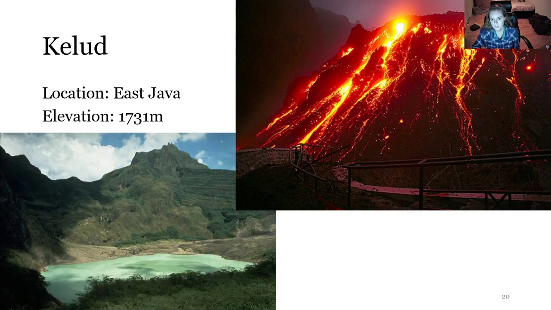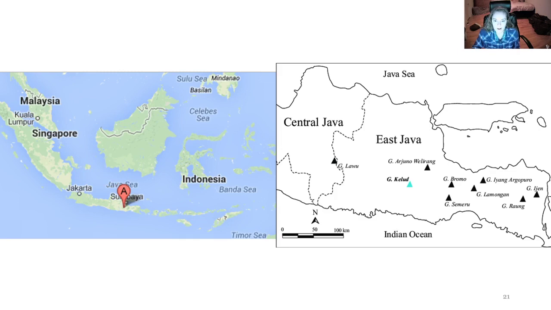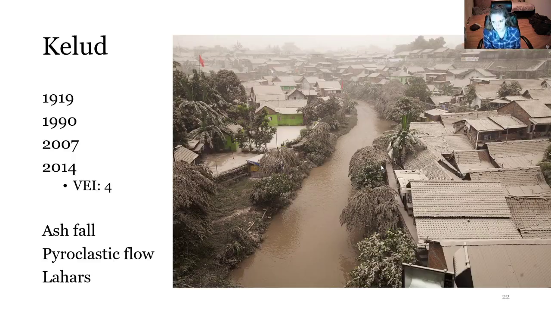So, Khulud. Khulud is another volcano. It's located in East Java. It has an elevation of 1,700 meters. So here's where it's located more specifically, down there in Java. This one is also located in a large cluster of volcanoes. It's over more towards the central side.